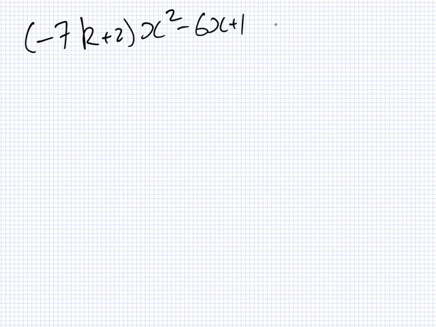Yeah. Okay, here's one. Minus 7k plus 2 x squared minus 6x plus 1 has no roots. Find k. Okay, I'll just give you a minute to try it first before I do it, since I've done 2 examples like this. So if you can give it a try first.